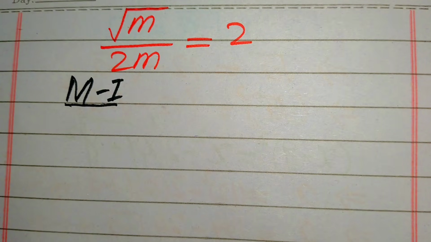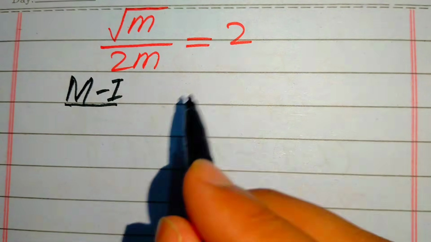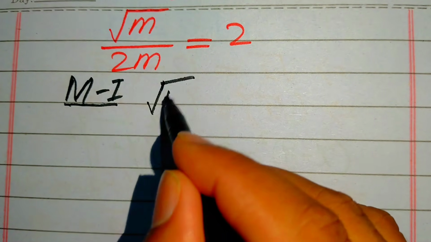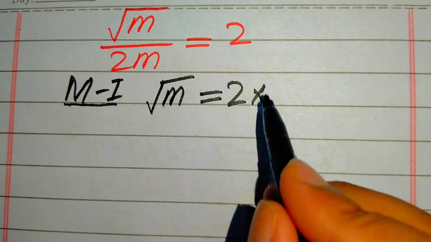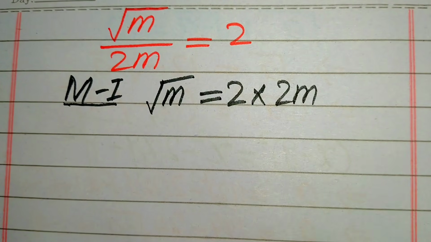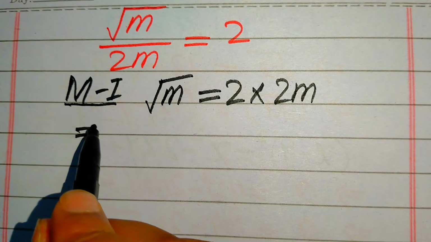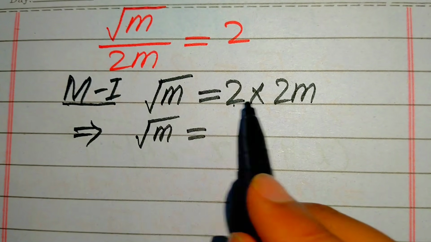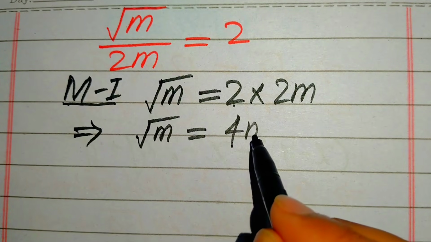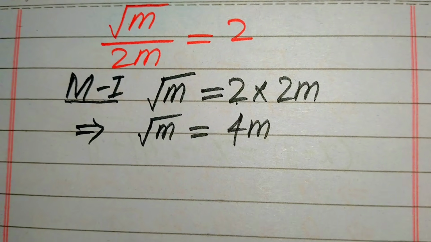Now, in the first method, we move the term 2m from the left-hand side to the right-hand side, and it becomes square root of m equals 2 multiplied by 2m. And we obtain square root of m equals, 2 times 2 becomes 4, times m.